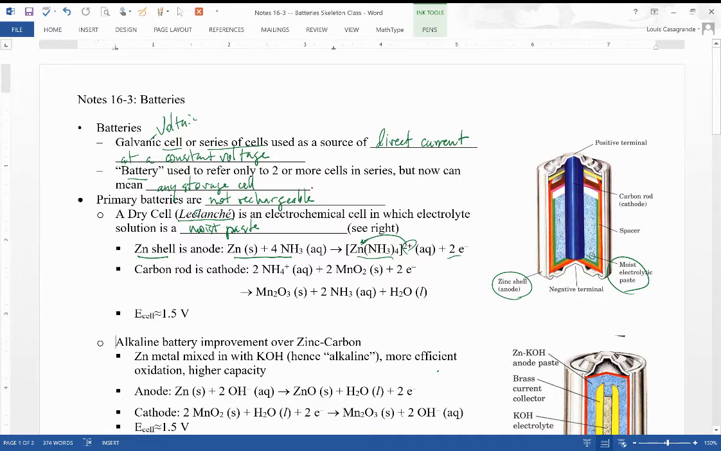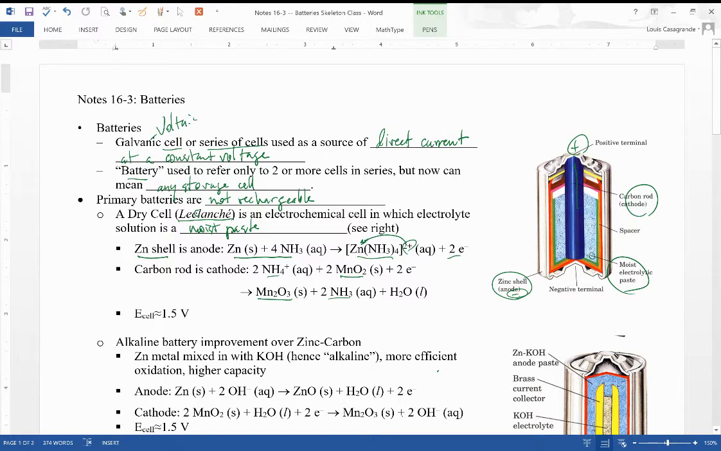At the cathode, we have this carbon rod in the middle. And remember, the cathode is going to the positive terminal. The anode, the zinc, is going to be our negative terminal for this particular battery. And at the cathode, our main reaction is that manganese 4 oxide is being reduced to manganese 3 oxide. And we've got some ammonium and some ammonia going on there as well.